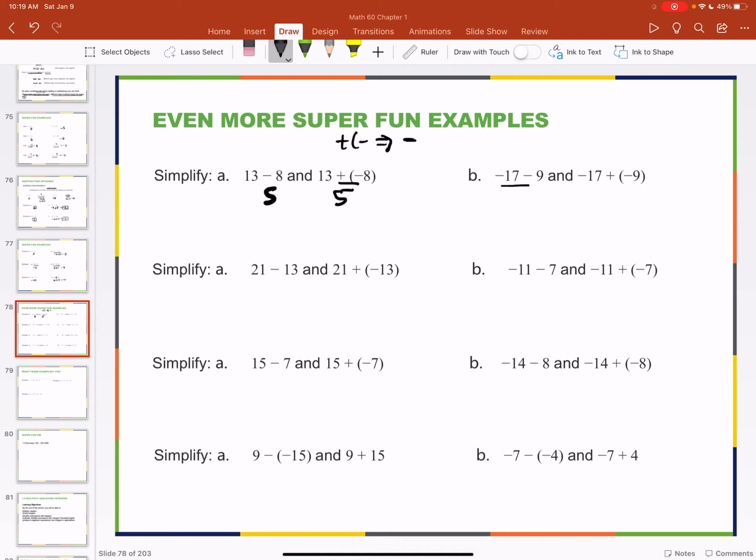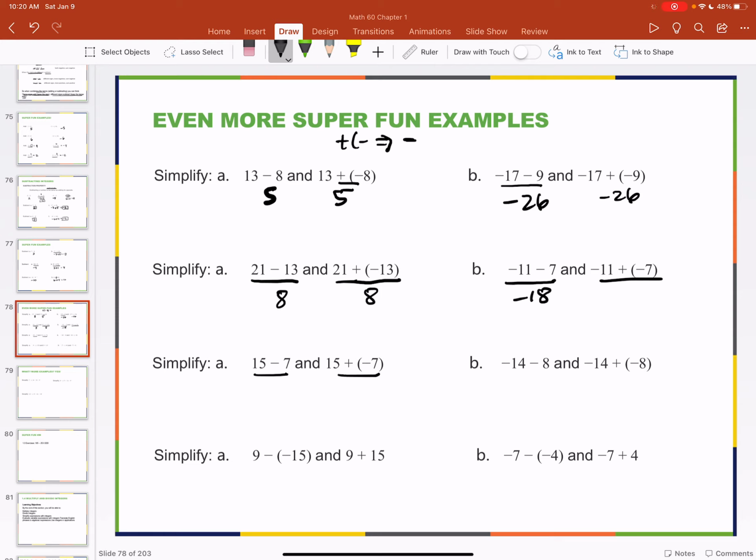-17 minus 9, that's -26. Same sign, add. Same thing here, -26. 21 minus 13, that's going to be 8. Same thing as this, 8. This is the same thing. Same signs, add, keep the sign. I think you can see that these are all the same problem.